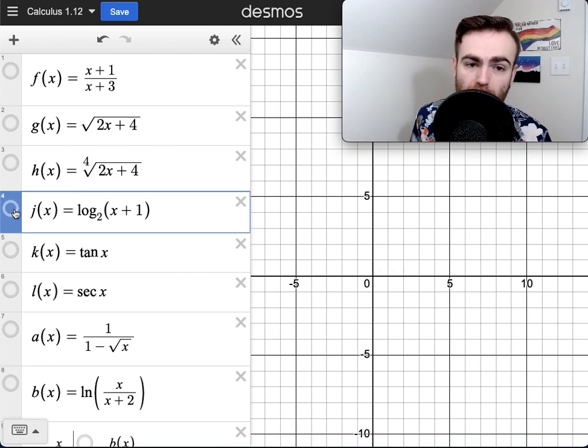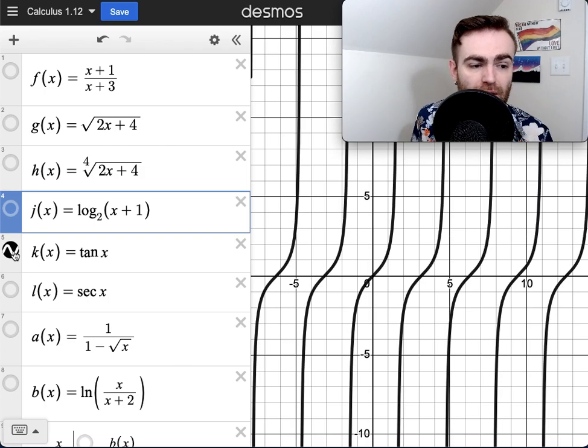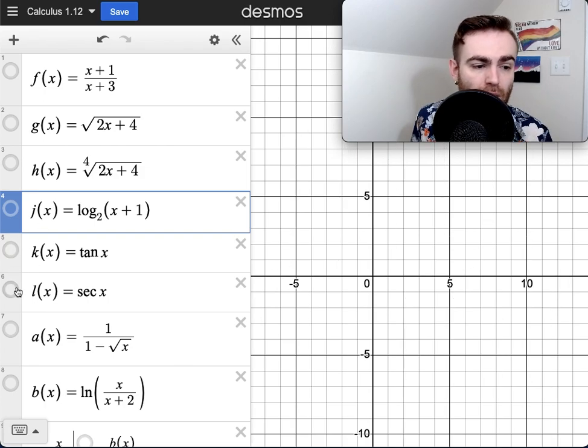There are some other places where we have some asymptotes form. You have your trig functions like tangent or secant, also cosecant as well. So do keep in mind those are not continuous over their domain as well.